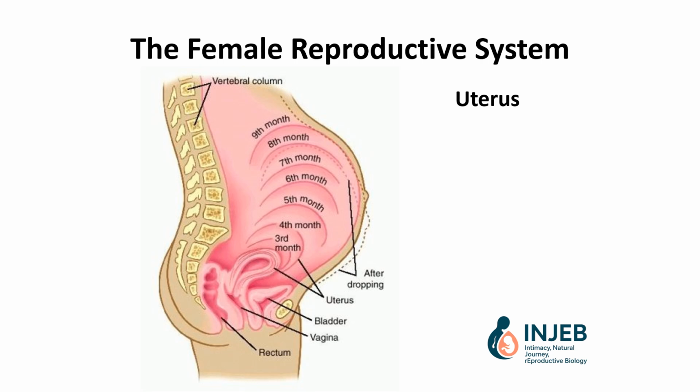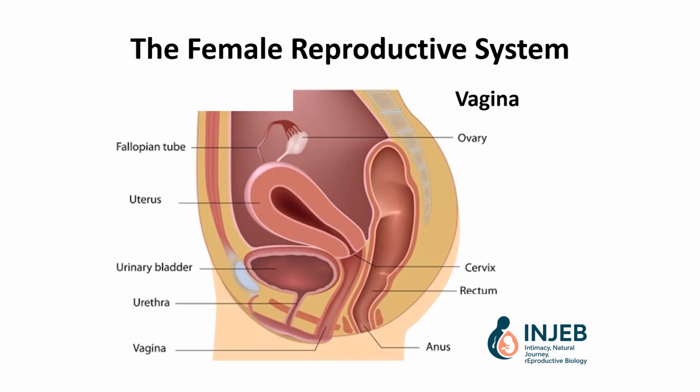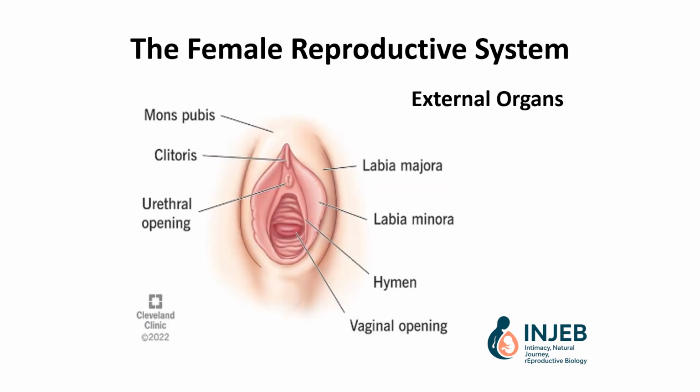The uterus or womb is a muscular organ. If pregnancy happens, this is where the baby grows. The vagina is the passage that connects the uterus to the outside of the body. It's also the birth canal. The vagina leads to the external female genital organs.